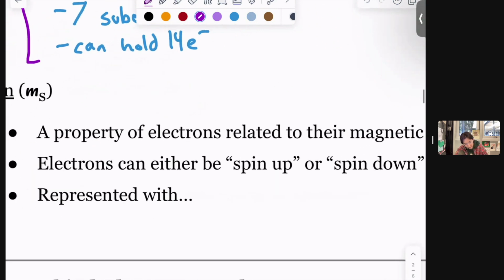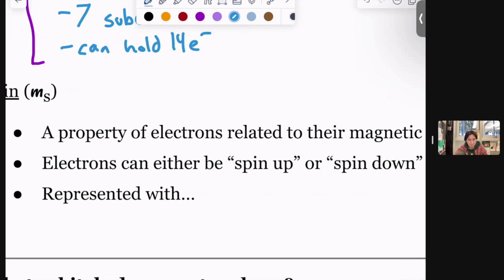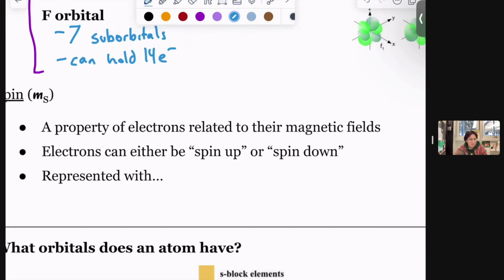Okay, and our final characteristic that electrons can have that's part of the quantum model is something called spin. It's just a property of electrons. It's related to their magnetic fields. It's very conceptually challenging. You don't need to know much about that for this class. All I really want you to know is that some electrons have spin up, so they're going up, and some of the electrons have spin down. So they have these 2 opposite possible magnetic properties.